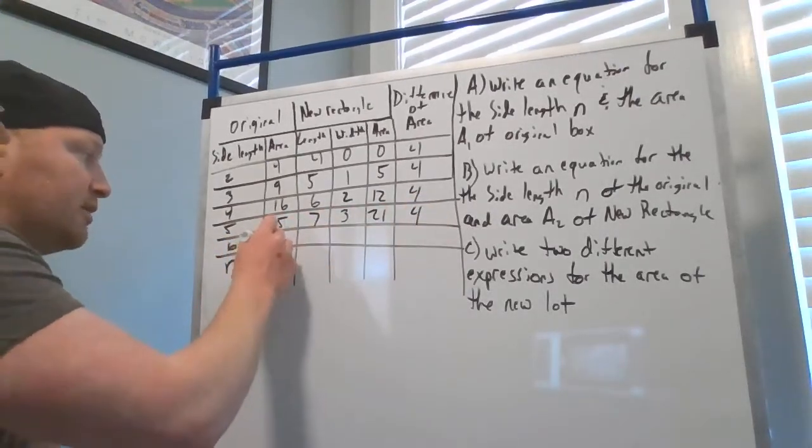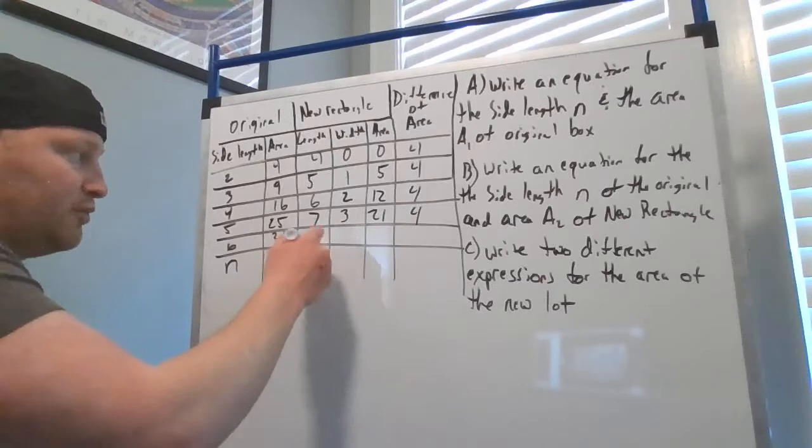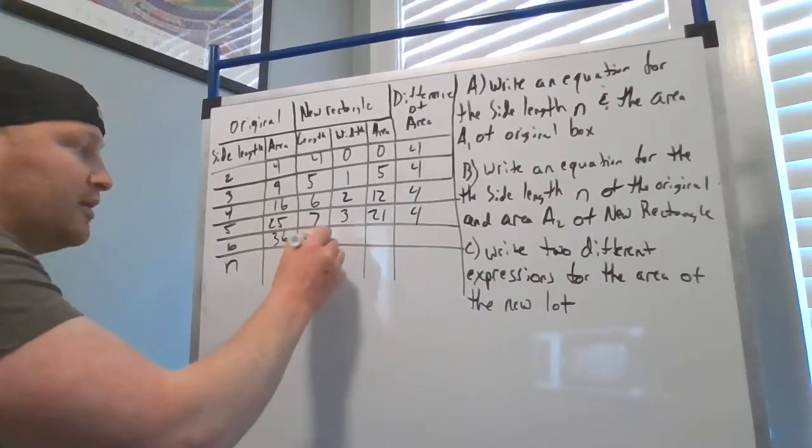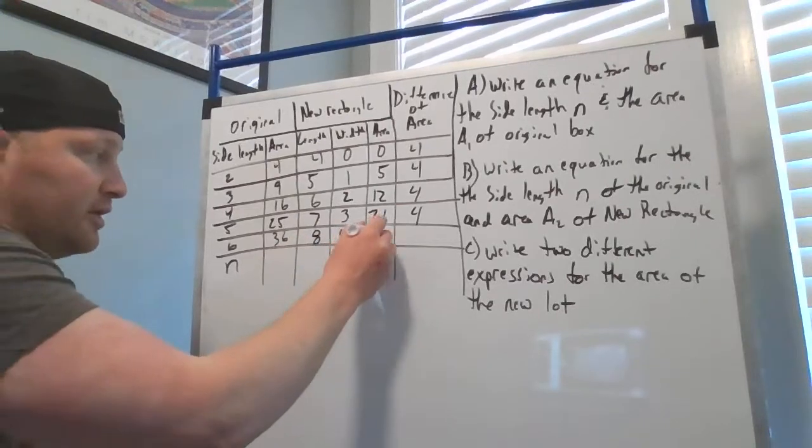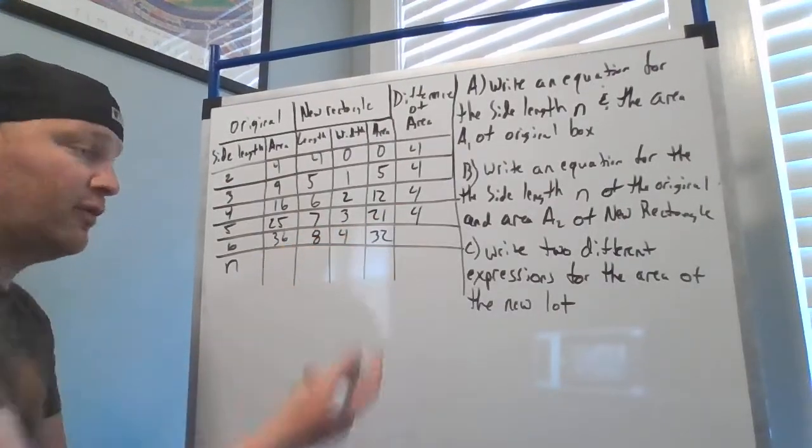6 squared is 36, and I can now see the patterns following true. I'm going to increase by 1 there, increase by 1 here. 8 times 4 is 32, and 8 plus 4 is 12.